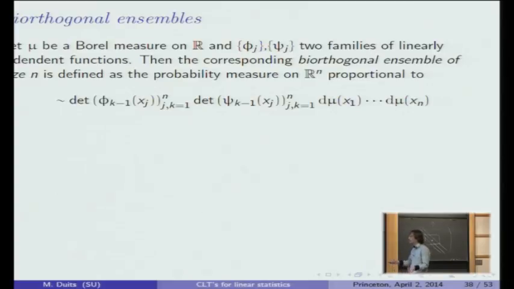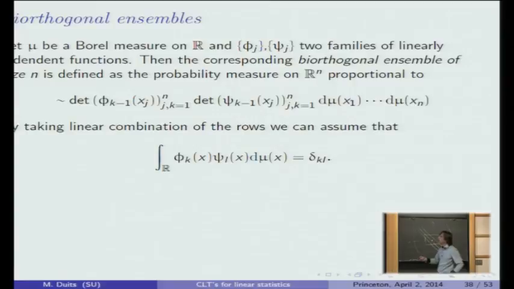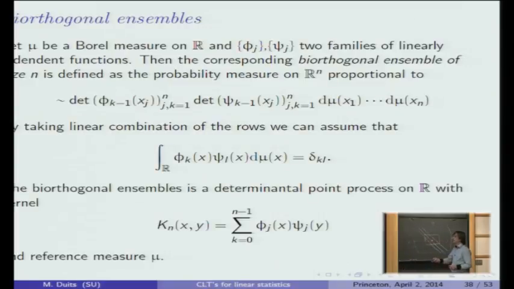You can get the orthogonal polynomials back again by taking phi and psi equal to a monomial. Okay, so we can assume without loss of generality that these families are biorthogonal to each other. So we have the integral of phi_k(x) psi_l(x) dx equal to delta_{kl}. So this is why they're called biorthogonal ensembles. And in this case, they're also determinantal point processes on R, where you have a formula for the kernel. Now you don't have a Christoffel-Darboux formula, but you still have this formula.